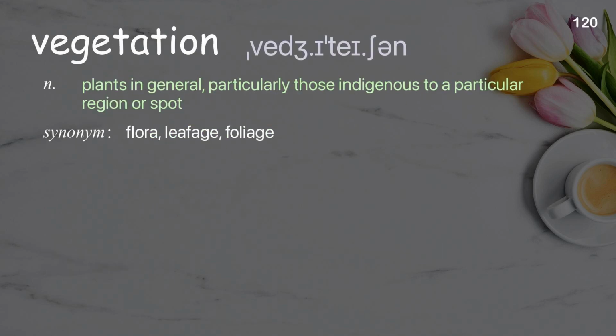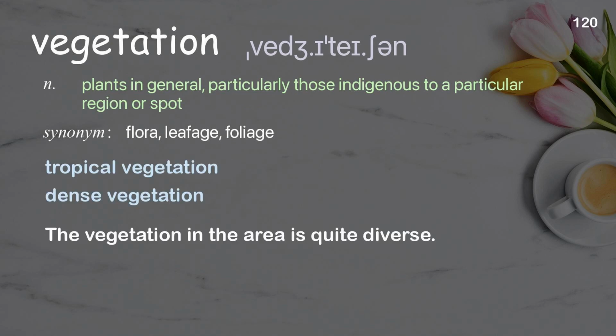Vegetation: plants in general, particularly those indigenous to a particular region or spot. Examples: tropical vegetation, dense vegetation. The vegetation in the area is quite diverse.